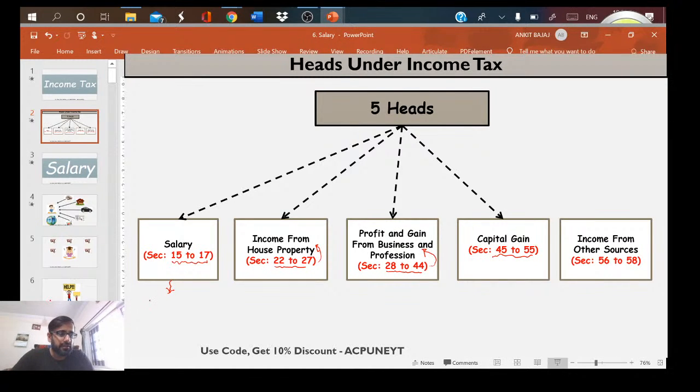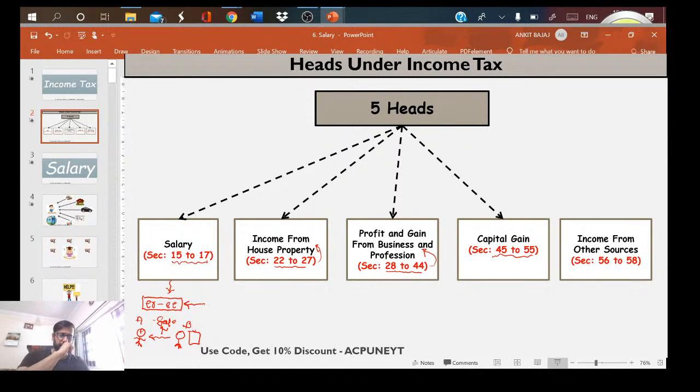Under the salary head, income is going to be chargeable when there is an employer and employee relationship. Are you able to understand this? When there is an employer-employee relationship, whatever income is earned will be taxable under the head salary. Let's suppose Mr. A is employed under Mr. B, who is a director of a company. Whatever remuneration Mr. B pays Mr. A will be taxable under salary.